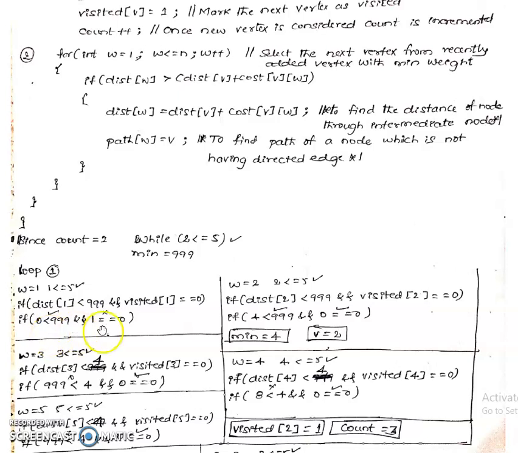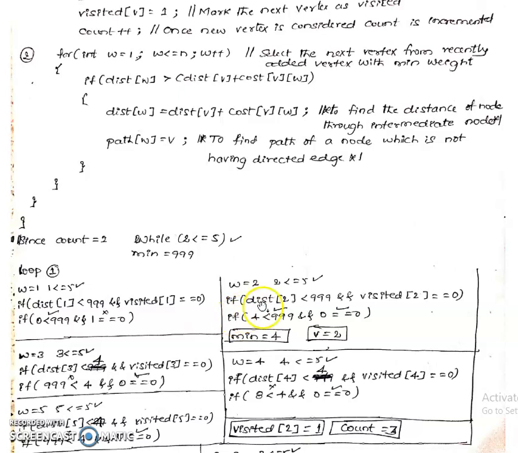This condition is true. But visited of 1, the vertex 1 is already visited, as we have seen in the previous video. Visited of 1 is equal to visited of src. The source vertex we have considered as 1, that's why it is equal to 1. Is 1 double equal to 0? This condition is false. If the condition is false, we will increment the value of w. w is equal to 2, and 2 is less than or equal to 5.